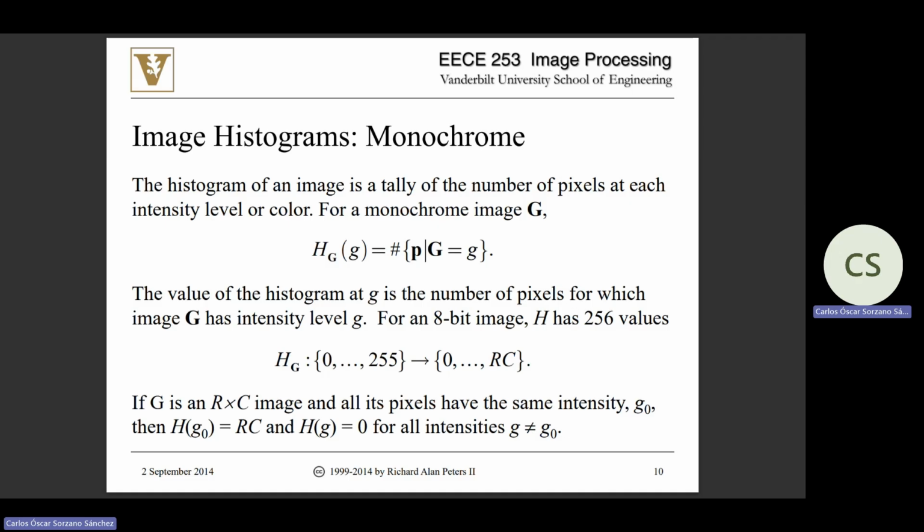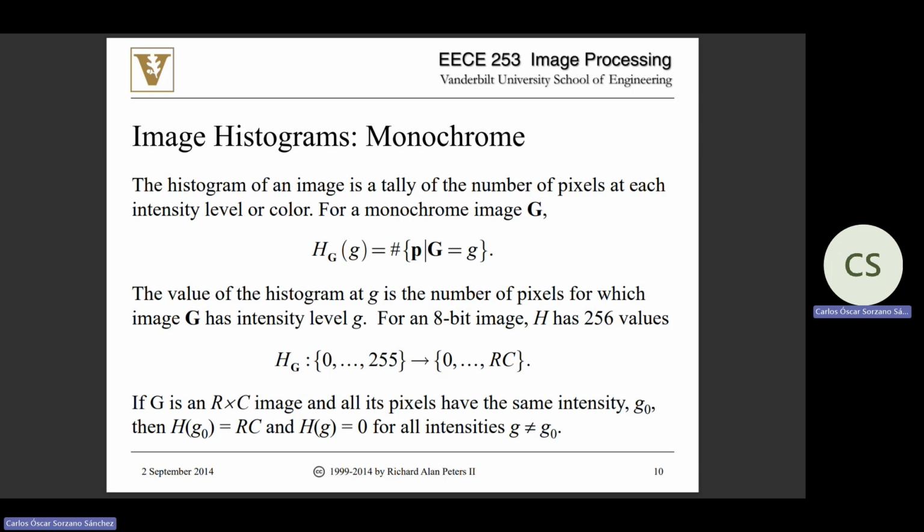This is counting, so it is a function. If it is a function, it must have some domain and some range. The domain is the values here, they can go from 0 to 255. So this is my domain. And the range is what is the actual count. The actual count can be 0, and the maximum count that I can have is the number of rows times the number of columns.